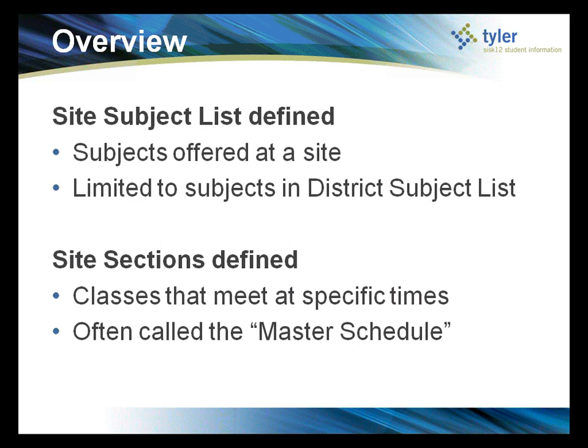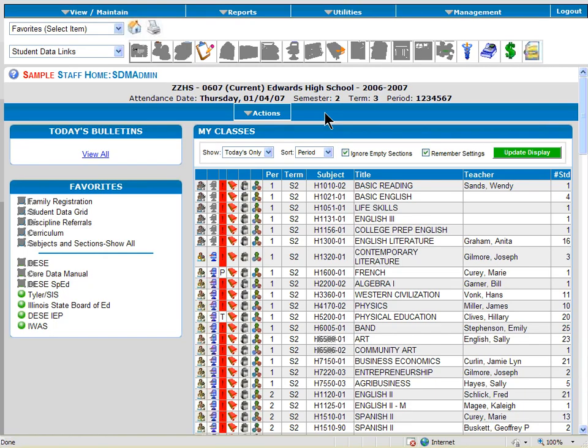The Site Subject List is defined as the subjects offered at a site, which are limited to the subjects previously created in the district subject list. The Site Sections are classes within a subject that are taught during a specific period and is sometimes referred to as the master schedule. Site subjects and sections are found at the building or site level.